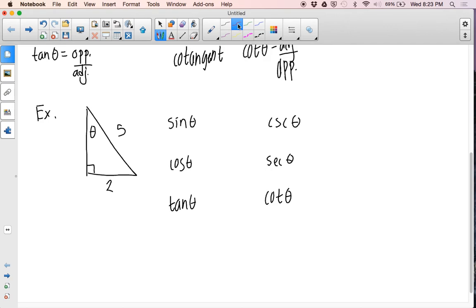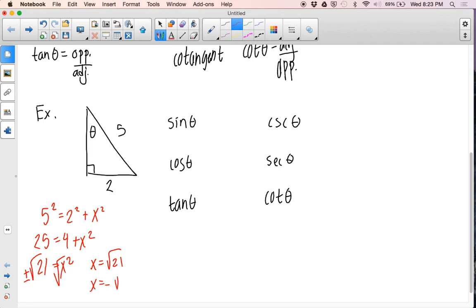So how are we going to find that third side? So we're going to use the Pythagorean theorem. So I'm going to say 5 squared equals 2 squared plus, we'll call it x squared. So 25 equals 4 plus x squared. So I get 21 equals x squared. Take the square root. When you take a square root, you have to add plus or minus. So x equals square root 21 or negative square root 21. Now you know we're doing the side of a triangle, so we don't want the negative answer. So I'm just going to use this positive one.